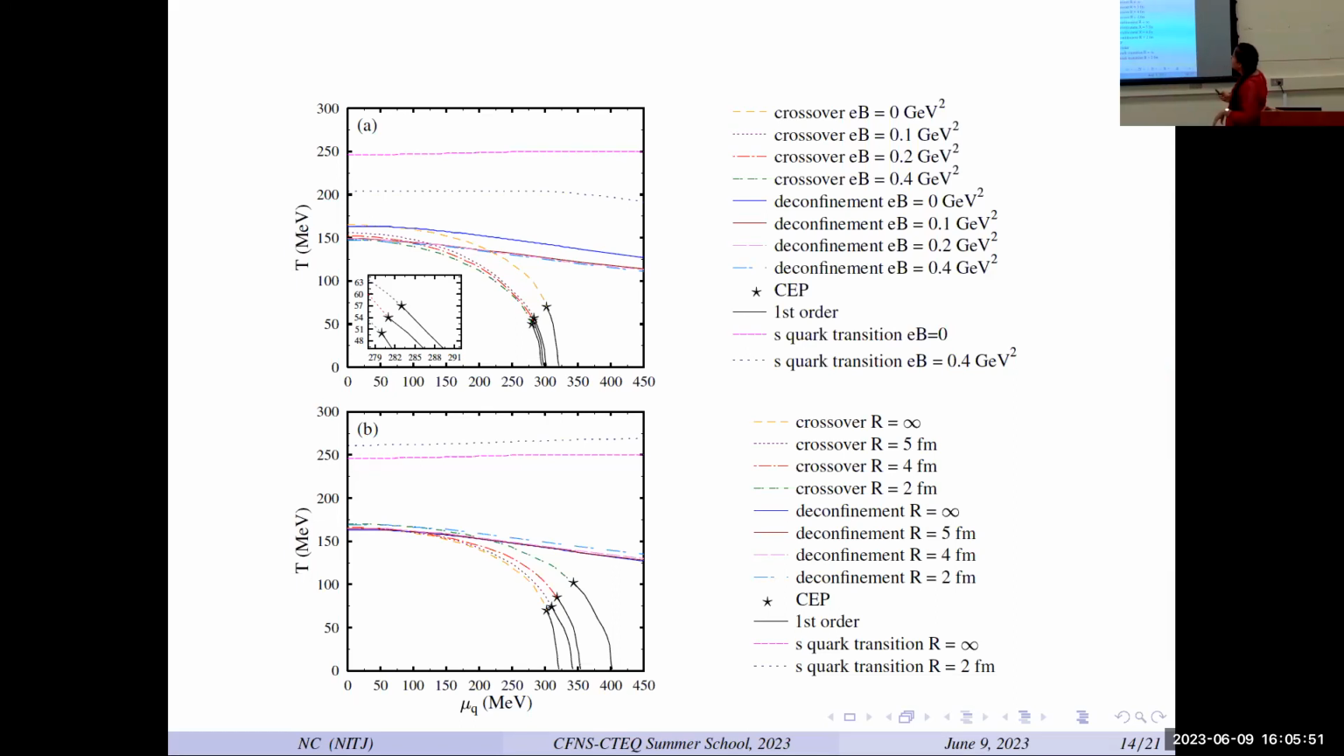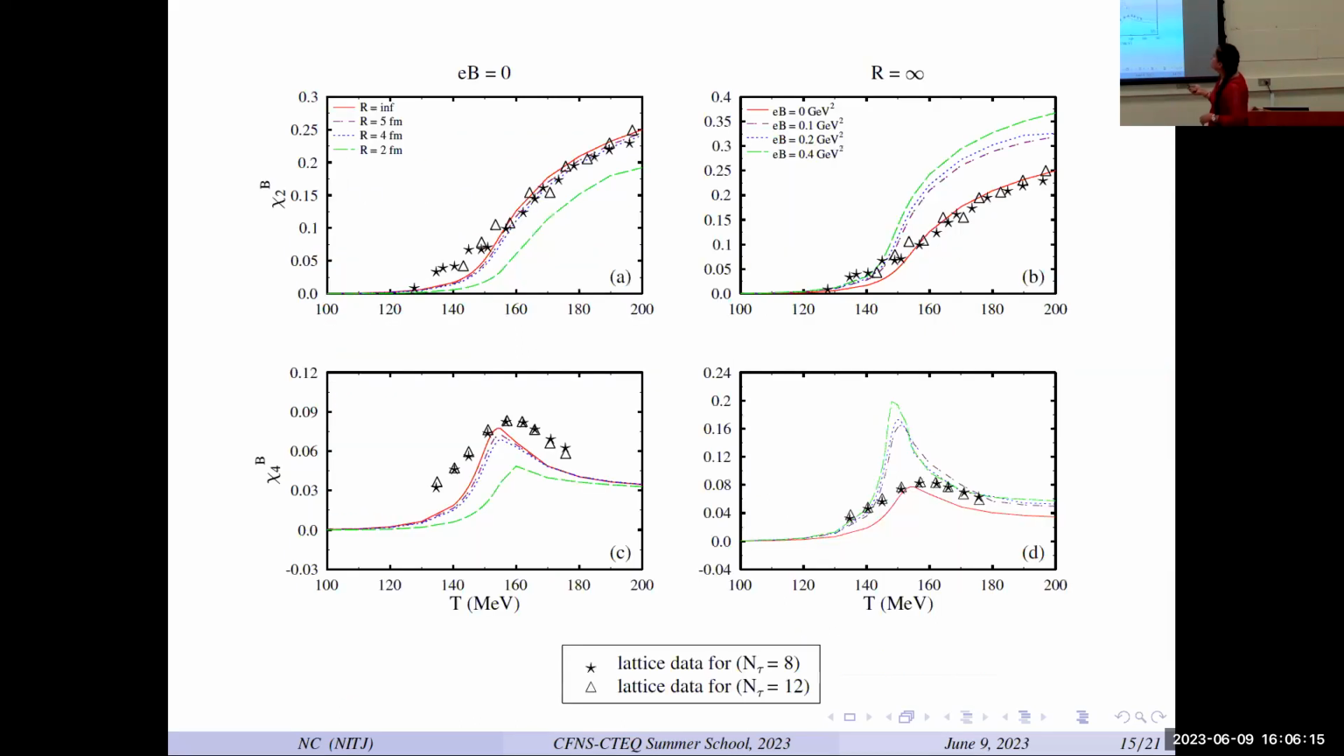What we get is, for different values of magnetic field, we will have a crossover, because this point is getting shifted to lower values. So eventually, as the magnetic field increases, we will have only the crossover. But in the case of decreasing volume, this changes more to a first order phase transition, and less of a crossover. So that is the main finding of the work.